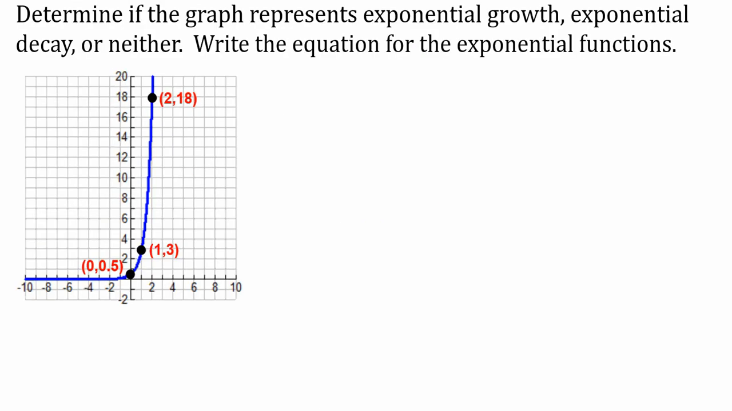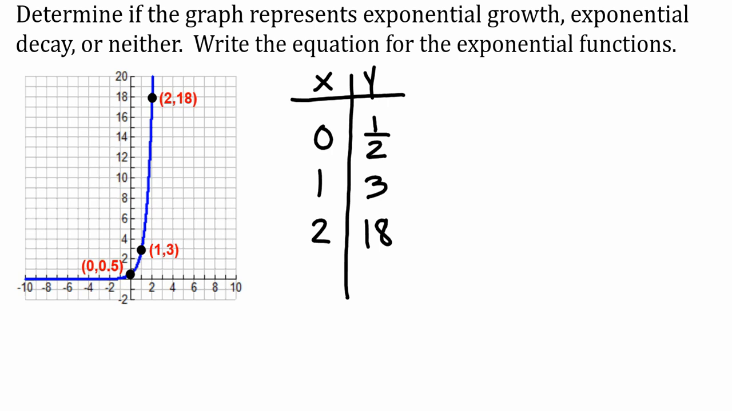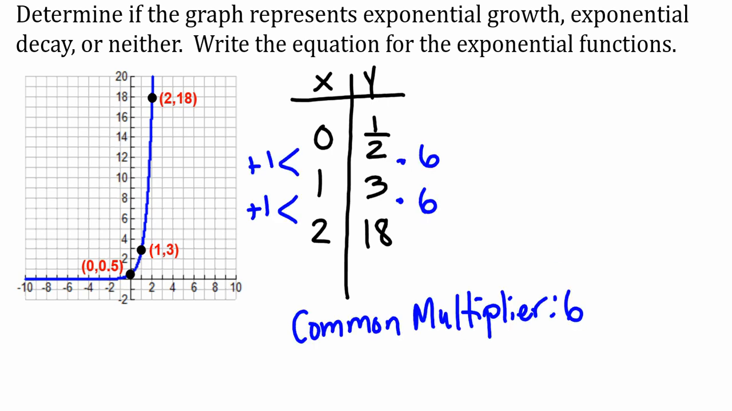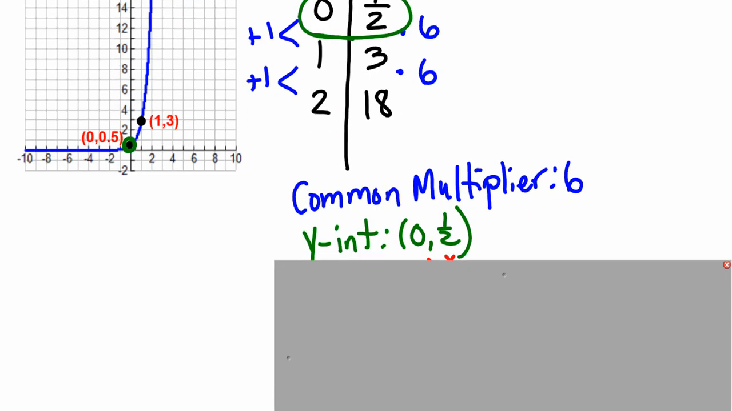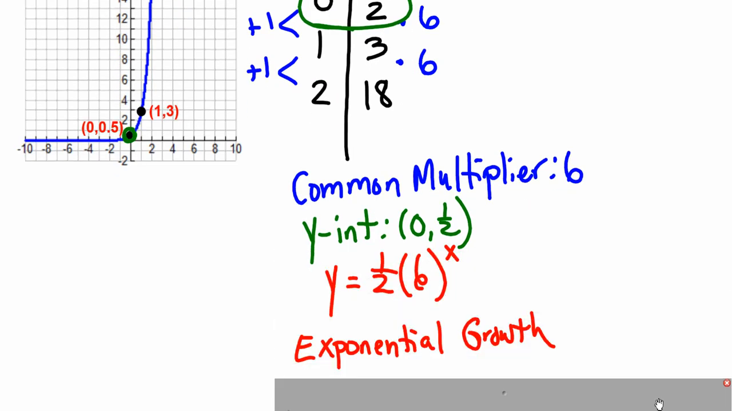Here's another graph. By looking at the graph, we should be able to tell that this is an exponential growth just based on the shape. In the table, you know it's also increasing because the outputs are going up. Now, what's the multiplier? Again, take the current divided by the previous: 18 divided by 3, 3 divided by 1/2. What do you get? You've got a multiplier of 6. We can see our y-intercept on the graph and in the table is at (0, 1/2). Put them together for your equation. We have y equals 1/2 times 6 to the power of x.